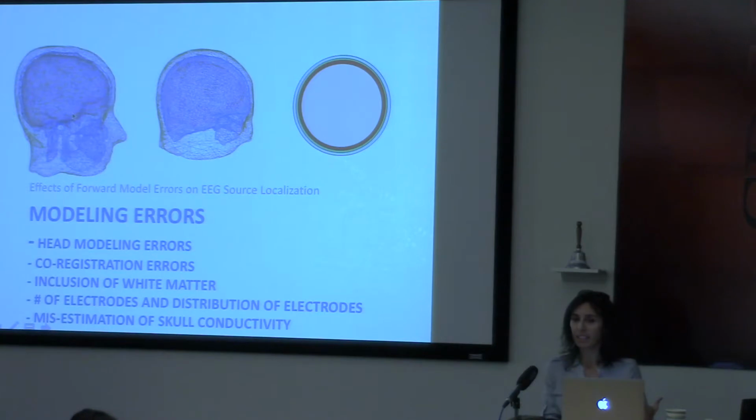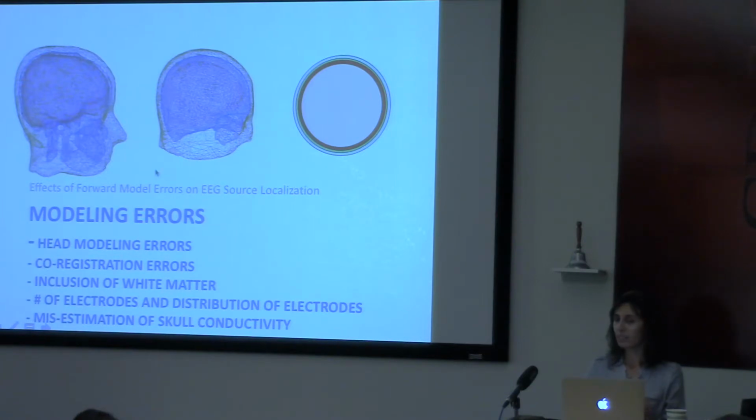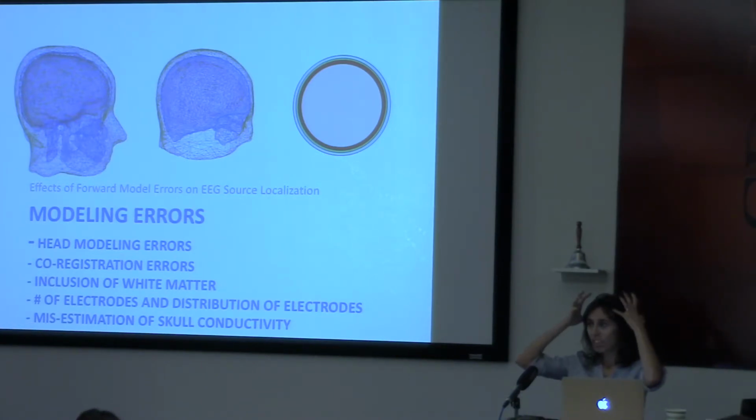What would be the EEG source localization error? And we did this for head modeling. We did simulations to understand the effects of head modeling errors. And we also did the same analysis for co-registration errors. For example, if the subject's electrode locations are moved a little bit, what happens if it moves like only 5 degrees?